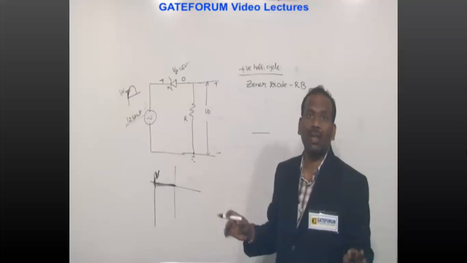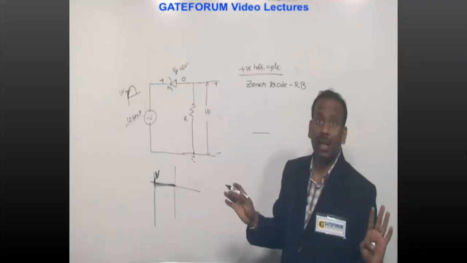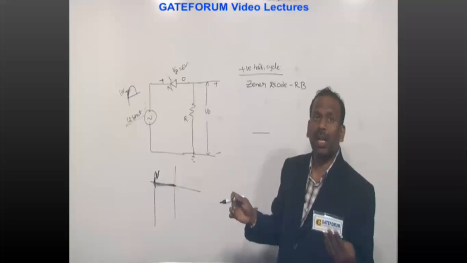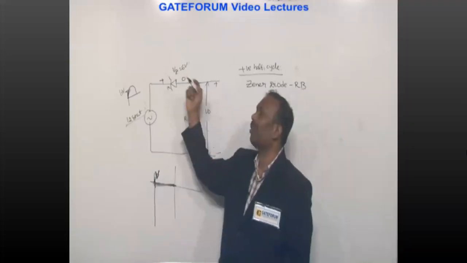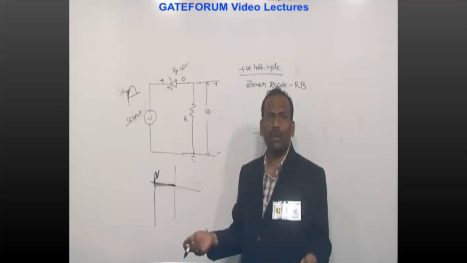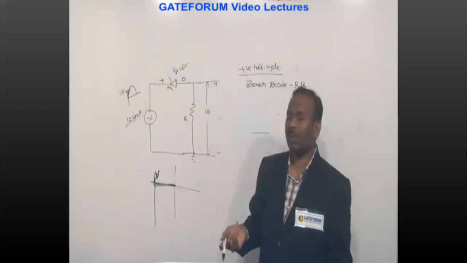No current flows through that one, therefore it is 0. Clear that point? Once it has to overcome the Zener breakdown, then only it continuously produces 6 volts. Till that one, it's an open circuit. Open circuit means current is 0.